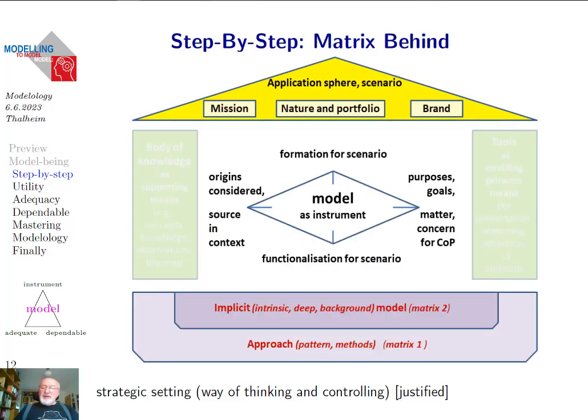Third step, we have to incorporate what is coming in the background, what is not given explicitly, but is embedded deeply into our model according to the application sphere. That would be implicit knowledge, an implicit model in general, and it would be maybe the approach we choose.